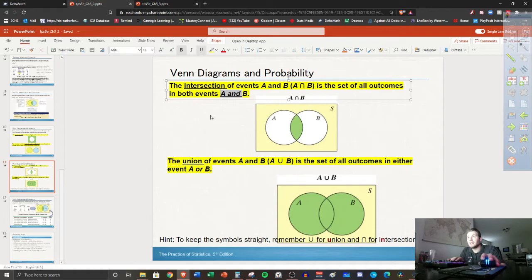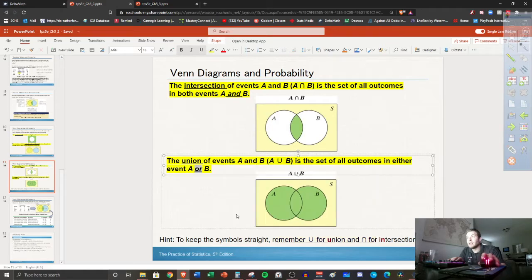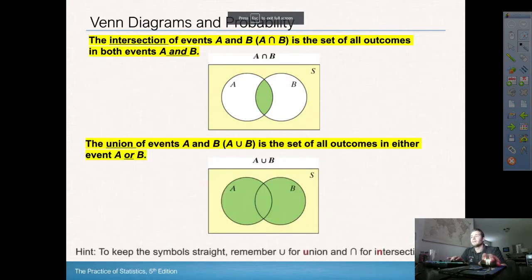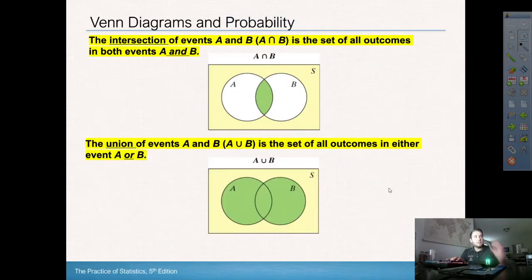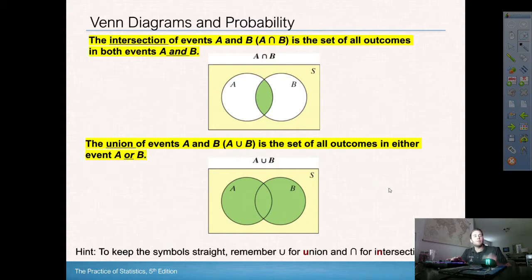And then you have the or statement. And an or. So we have these new symbols, and the key to keep those symbols straight, remember this U here, the opening up like a U is union, and opening down is for intersection.